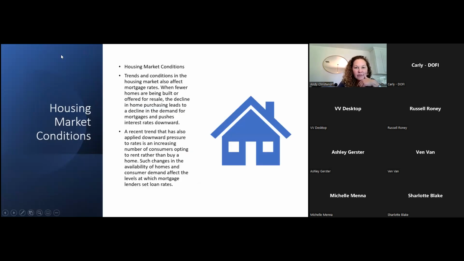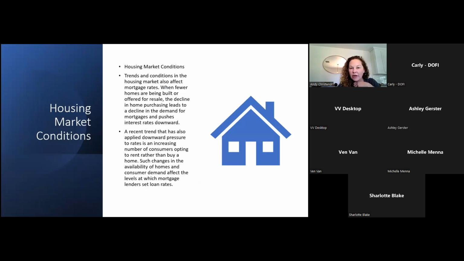So another factor, we're all familiar with this: housing market conditions also impact mortgage rates. Trends and conditions in the housing market also affect mortgage rates. When fewer homes are being built or offered for resale, the decline in home purchasing leads to a decline in the demand for mortgages and pushes interest rates downward. A recent trend that has also applied downward pressure to rates is an increasing number of consumers opting to rent rather than buy. Such changes in the availability of homes and consumer demand affect the levels at which mortgage lenders set their loan rates.